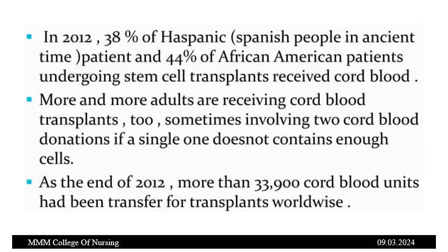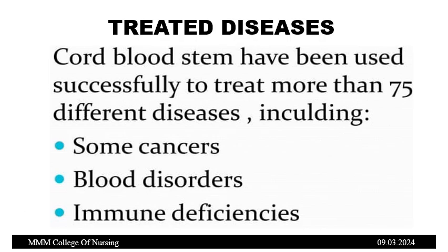In 2012, 38% of Hispanic patients and 44% of African American patients undergoing stem cell transplant received cord blood. More and more adults are receiving cord blood transplants too, sometimes involving two cord blood donations if a single one does not contain enough cells. At the end of 2012, more than 33,900 cord blood units had been transferred for transplant worldwide.